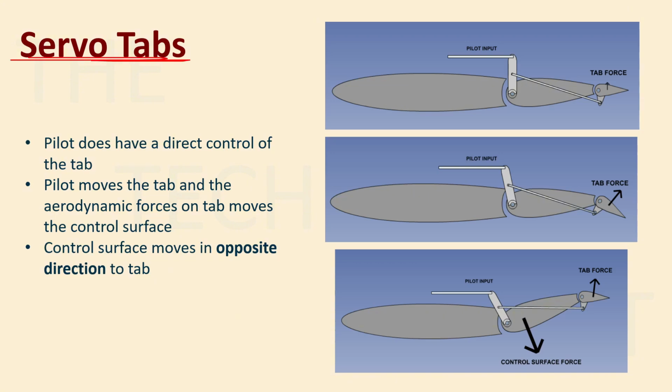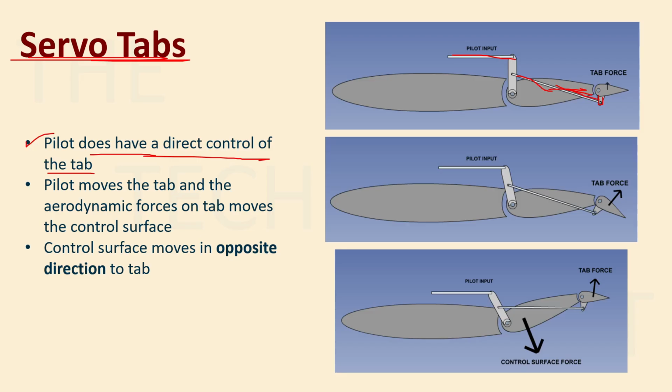Then servo tabs. In servo tabs, the pilot does have direct control of the tab. So earlier, with those two tabs, balance tab and anti-balance tab, the pilot was moving the control surface and the control surface was moving the tab. But in this case, you can see that the pilot has direct control of the tab. You can see that this is connected directly to the tab, right? So the pilot has direct control of the tab.